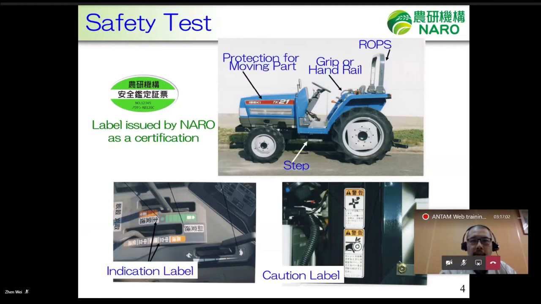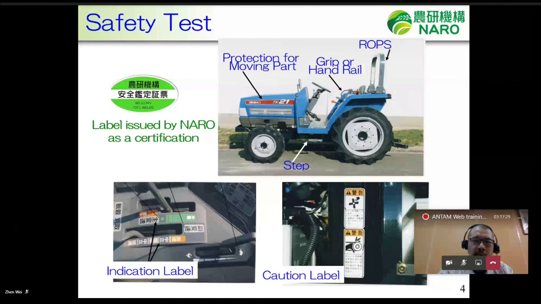So this is an example of a safety test. This is an example of a tractor. We'll be checking on protection for moving parts, steps, grips, handrails, and ROPS. We have ROPS here. After my presentation, Mr. Jose will be presenting on this with the OECD testing scheme.